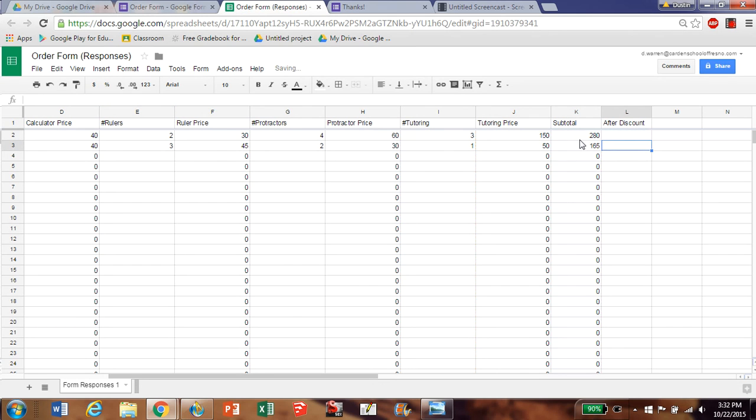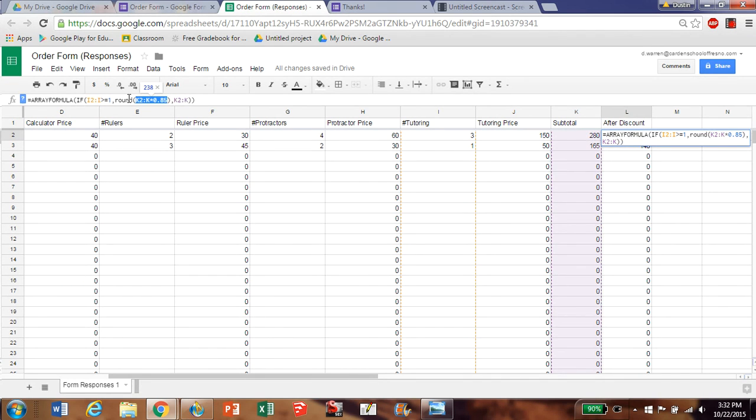Now let's take a look at what happens. These people both bought tutoring, so they both get a little bit of money off. And notice there's no decimals here. The reason why is because we added this round function right there. So this little bit of code checks to see if this is true, if they bought tutoring. If they did, we're going to take 15% off and round it. And if they didn't, well, the price stays the same as the original subtotal.